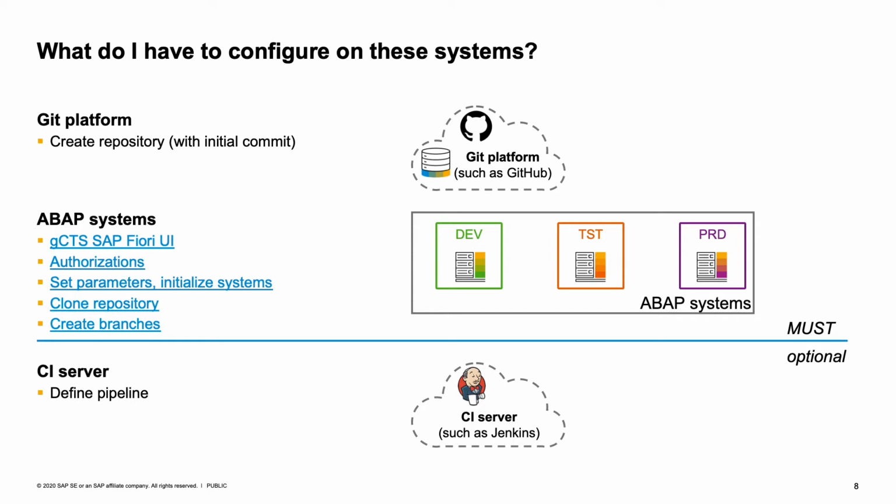After that, you can create branches. So if you like to work with different branches, like we've seen it on the slide before, like with a branch for development and another one for releasing stuff, then you can create them. On the CI server side, you can then define the pipeline and make your process as much automated as you like as possible.